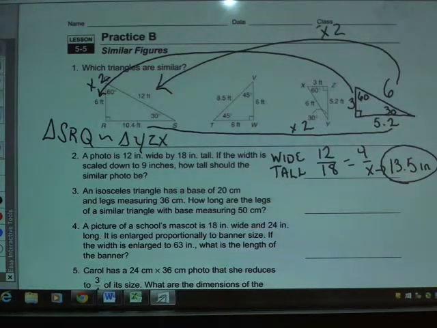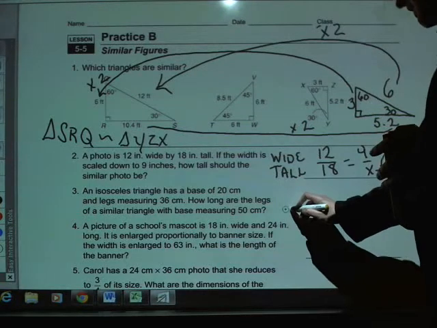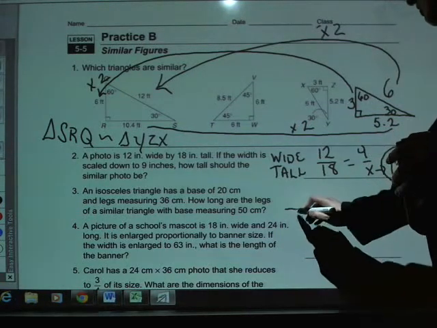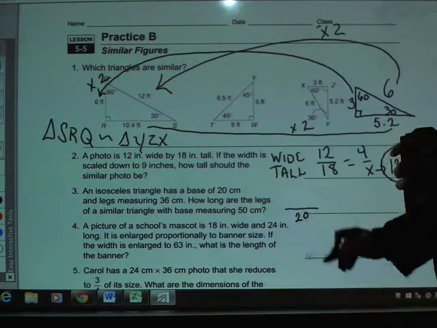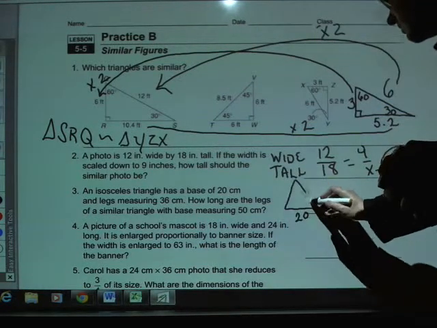All right, let's go ahead and take a look at number 3. It says an isosceles triangle has a base of 20 centimeters and legs measuring 36 centimeters. How long are the legs of a similar triangle with a base measuring 50 centimeters? So a little sketch here. What they're saying is this bottom side here is going to be 20 of my triangle. And then the other two sides, the sides that make it isosceles, remember that means the two sides are the same, are each 36.